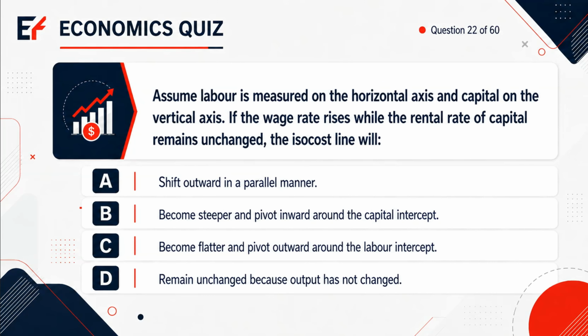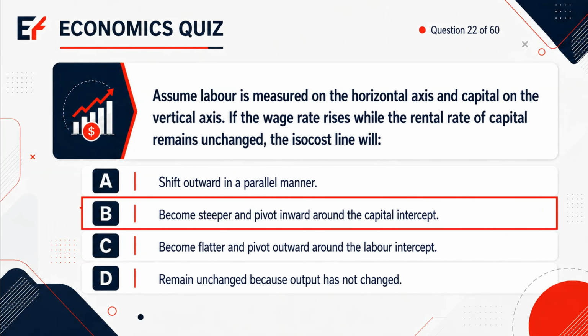Question 22. Assume labor is measured on the horizontal axis and capital on the vertical axis. If the wage rate rises while the rental rate of capital remains unchanged, the isocost line will: A. Shift outward in a parallel manner, B. Become steeper and pivot inward around the capital intercept, C. Become flatter and pivot outward around the labor intercept, D. Remain unchanged because output has not changed. The correct answer is B.